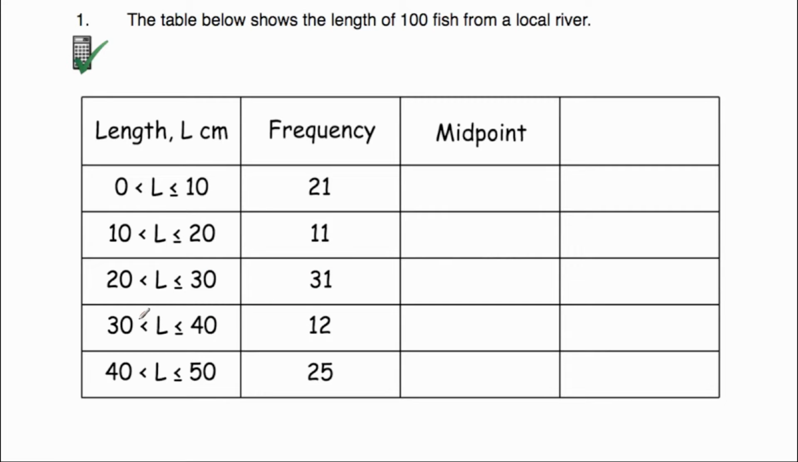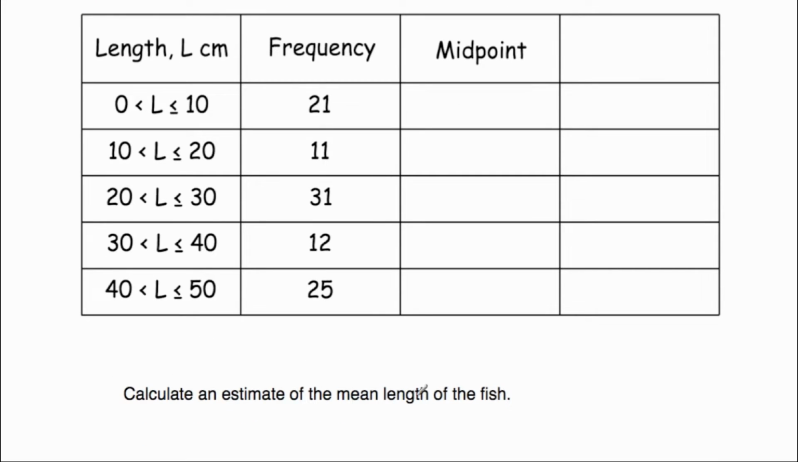with those lengths. The next group is bigger than 30 centimeters but less than or equal to 40 centimeters, and there's 12 fish with those lengths. And finally, the last group, there's 25 fish with a length that is bigger than 40 centimeters but less than or equal to 50 centimeters. The question asks us to work out an estimate of the mean length for the fish.